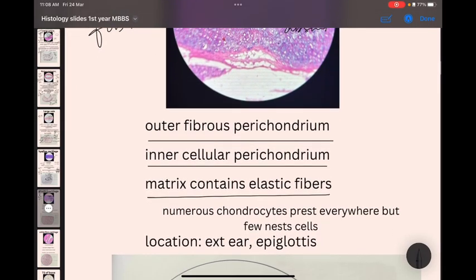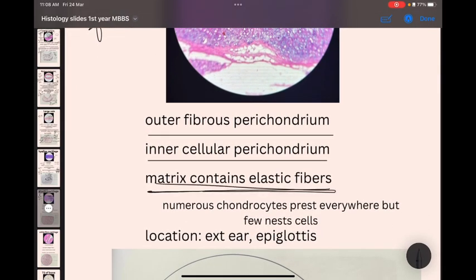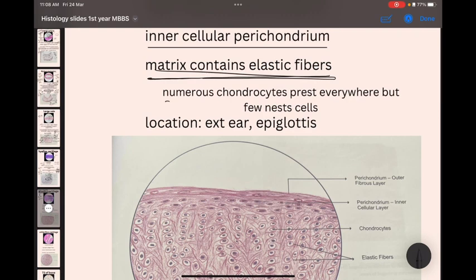Okay, matrix contains elastic fibers, and then there are numerous chondrocytes, but they are not present in cell nest. They are present everywhere, but few nest cells. That's what I told you. See, there are numerous chondrocytes. Of course, chondrocytes are the cells of cartilage. Okay, so the principal cells of cartilage are chondrocytes. They have to be present everywhere. They are present everywhere, not in the cell nests.